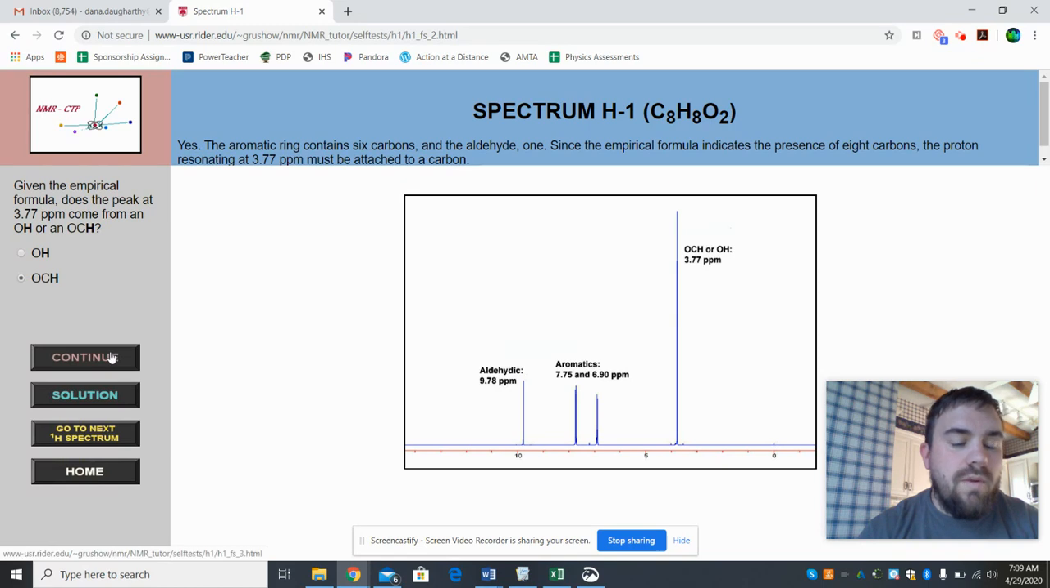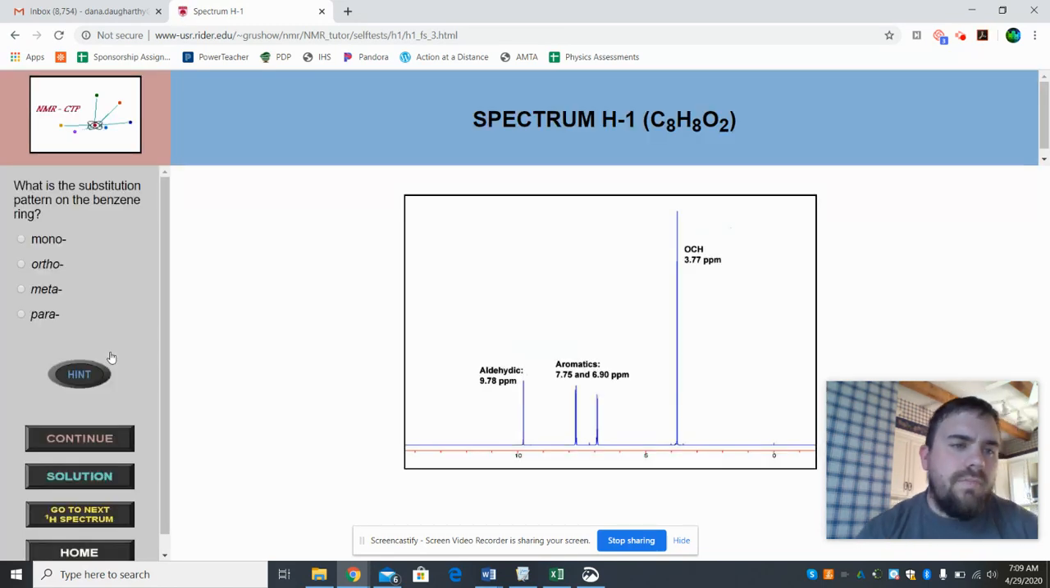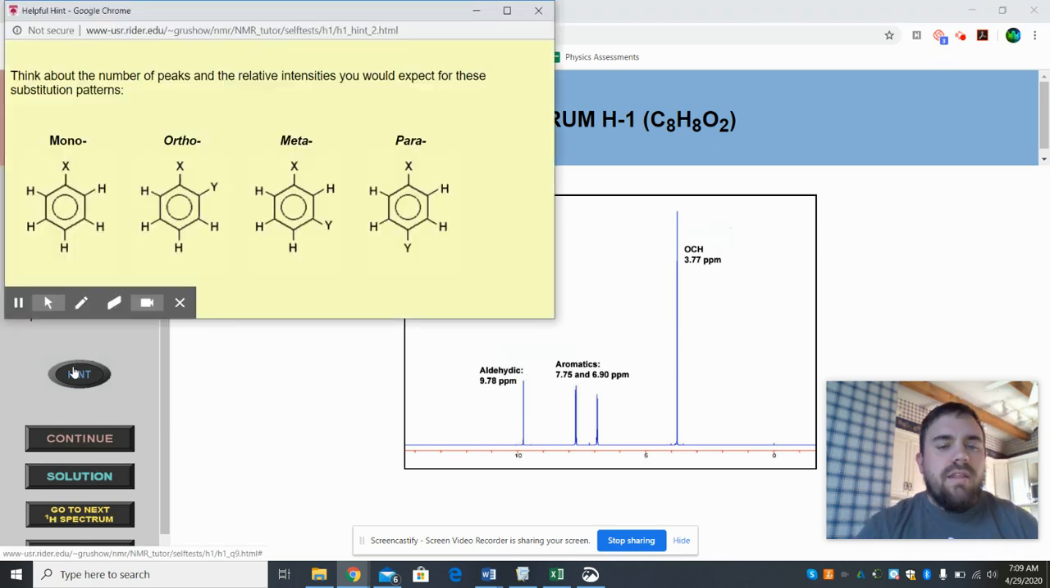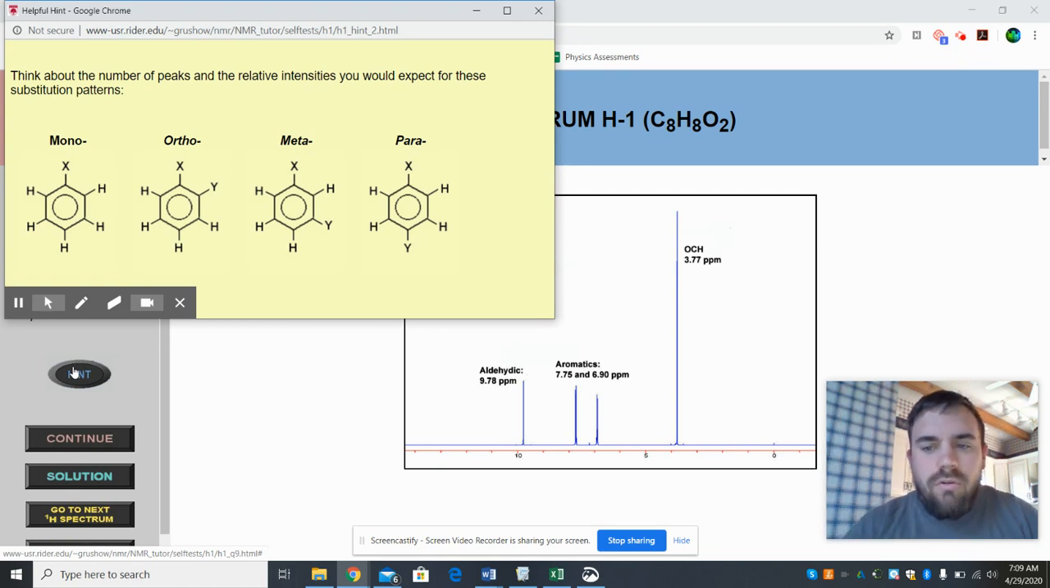So now we have every piece of information that we need, except one tiny little bit. What is the substitution pattern on the benzene ring? What does that mean? Mono, ortho, meta, para? Well, it says hint. Basically, it's saying, where is the positioning of these groups? We know we have an aldehyde attached to the benzene ring, but we also will have an ether, like an OCH3, attached to it as well. So the question is, where is it?